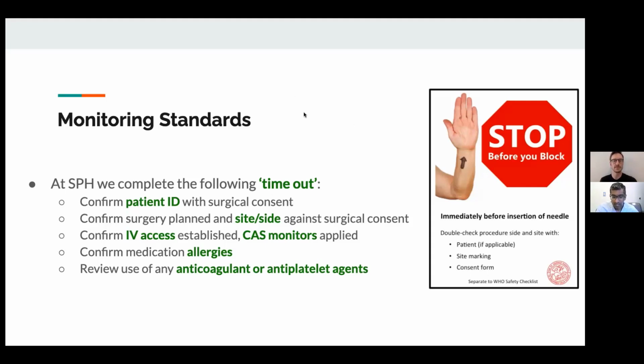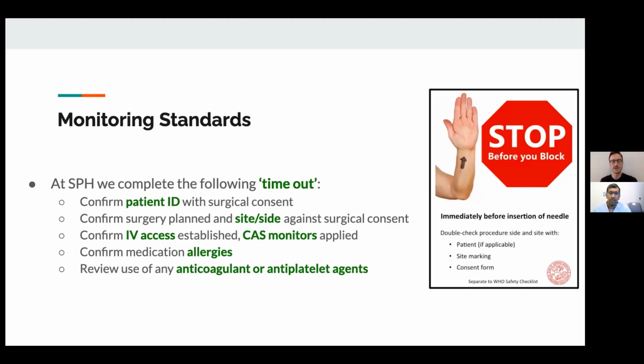So what we do at St. Paul's is we do a timeout before starting the block. This is when the patient's in the bed, their IV has been started, they're on monitors, we've got our block kit prepared, we're all ready to go. And before we put on our sterile gloves and begin, we'll do a timeout. So we confirm their ID, next to the surgical consent. We'll confirm the surgery plan, and specifically the site, if it's a limb or extremity surgery, as many of these will be. We just double check that they do have a functional IV and that we have monitors applied.